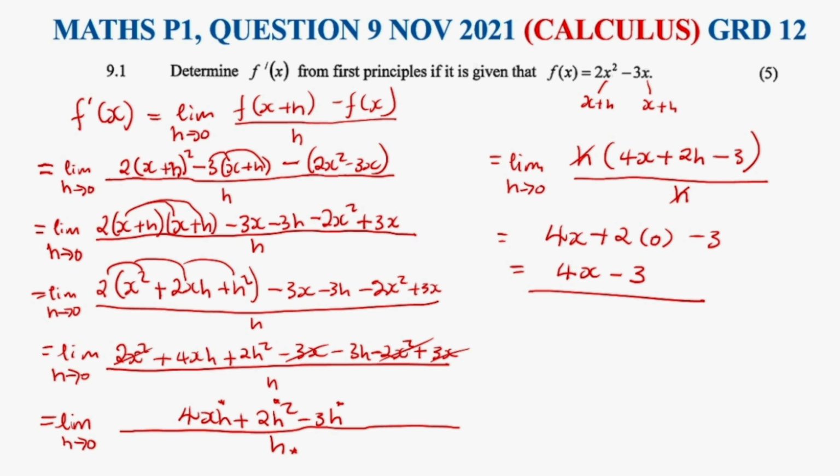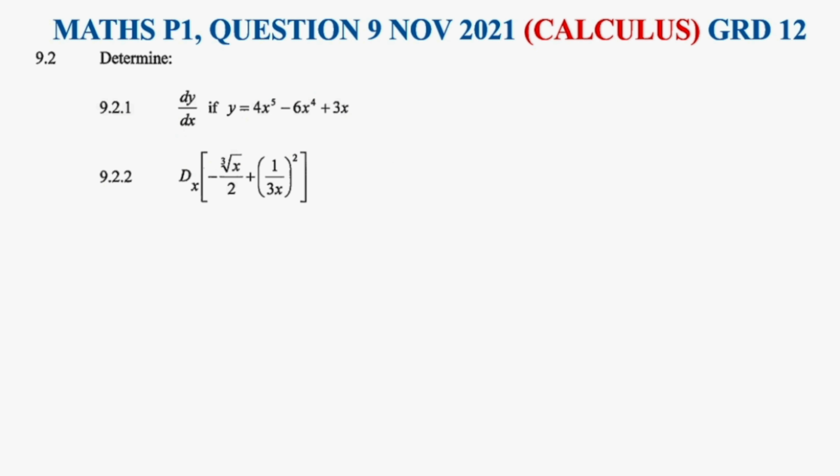Let's now move to 9.2. Okay, 9.2, it's given here. We've got 9.2.1. Okay, let me start here. 9.2.1, we are given y is equal to 4x to the power 5 minus 6x to the power 4 plus 3x. Okay, we are required to find dy over dx.